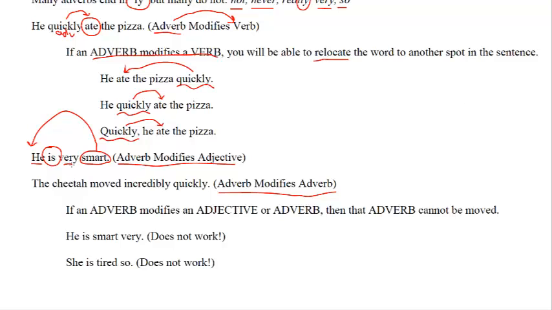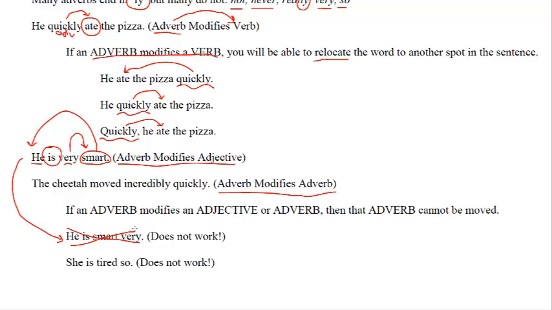We have this word very right here. Very tells you how smart. So in this example, very is an adverb modifying an adjective. Okay? Let's look below. Can we move that word very? Can we move that adverb very to another part of the sentence? He is smart very. No. We can't move it. When we try to move that adverb very, it sounds stupid, pretty much.